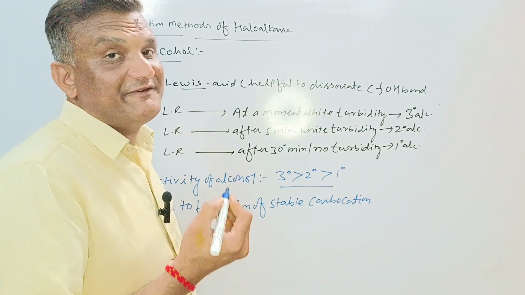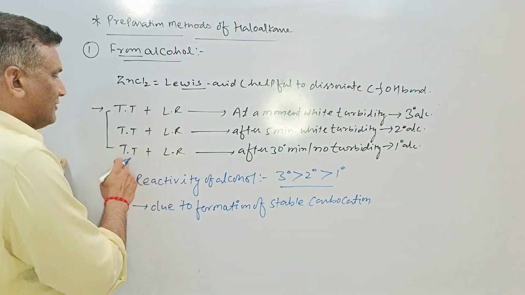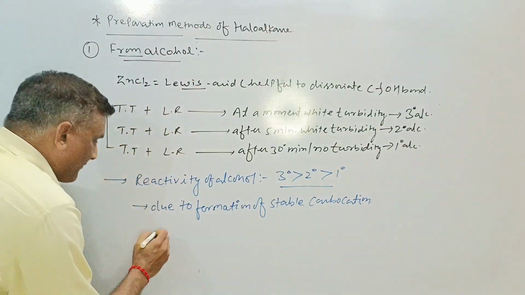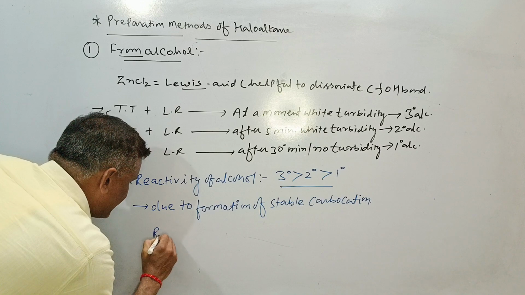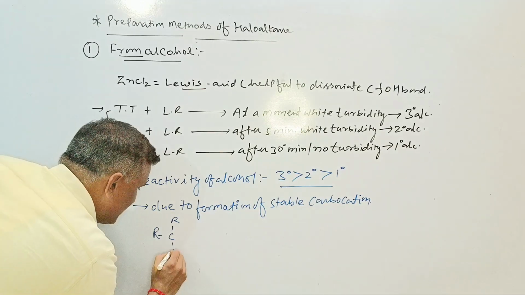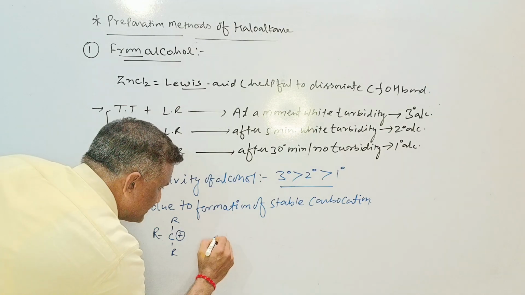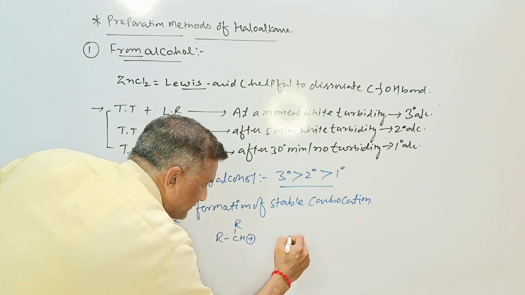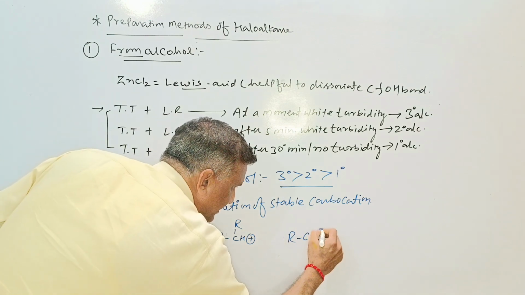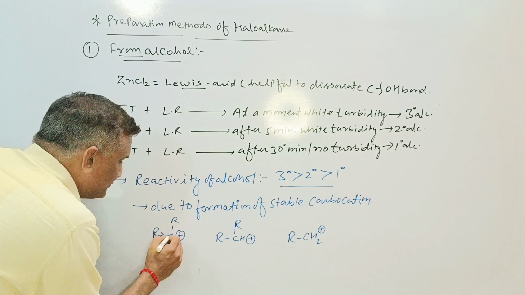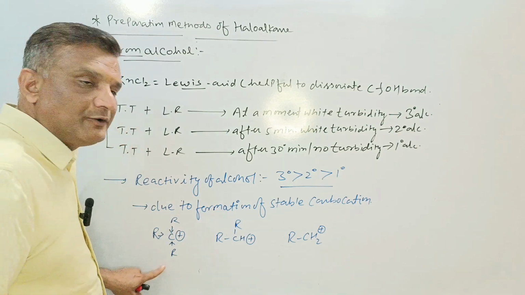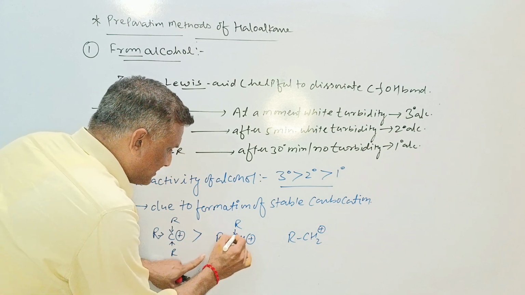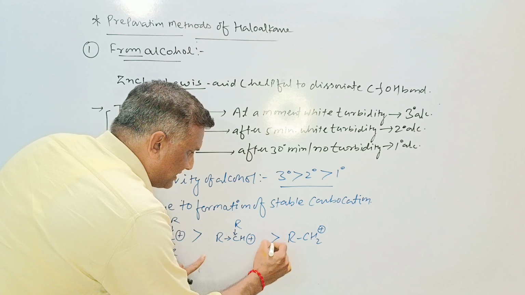Carbo means carbon, cation means having positive charge. 3 degree alcohol forms a 3 degree carbocation like this. After the removal of the OH group, this is the 2 degree alcohol, so 2 degree carbocation. For 1 degree alcohol, it will be 1 degree carbocation. And you all know, due to more inductive effect of alkyl groups, 3 degree carbocation is more stable, 2 degree carbocation is less stable than the 3 degree, and 1 degree carbocation is least stable.